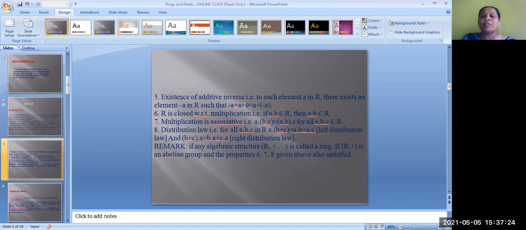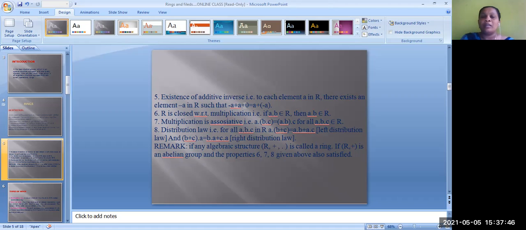Next, associative with respect to multiplication. A into B into C is equal to A into B into C. Into is nothing but dot. A dot B dot C is equal to A dot B dot C, for all A, B, C belonging to R. R is nothing but what here?